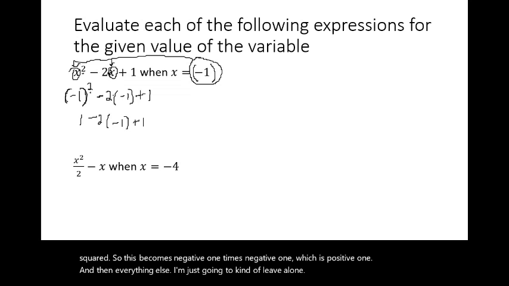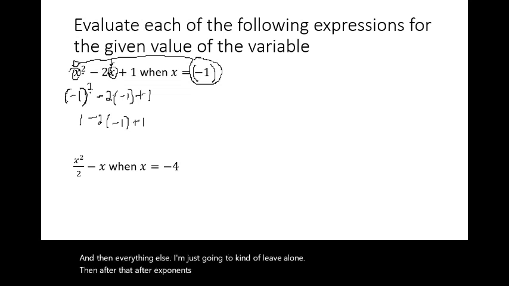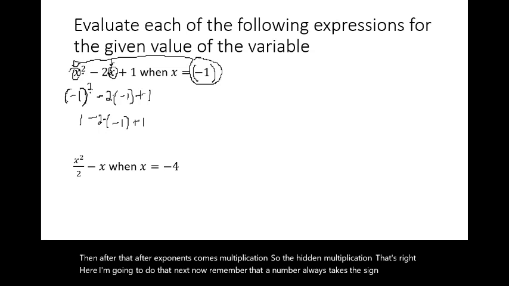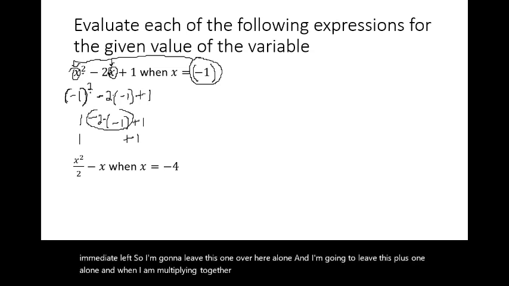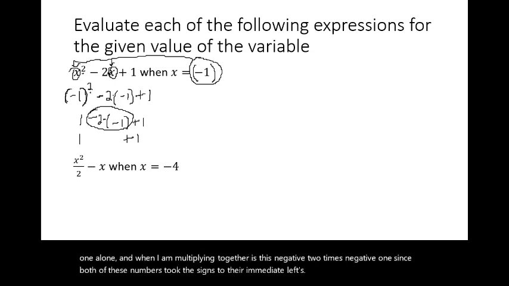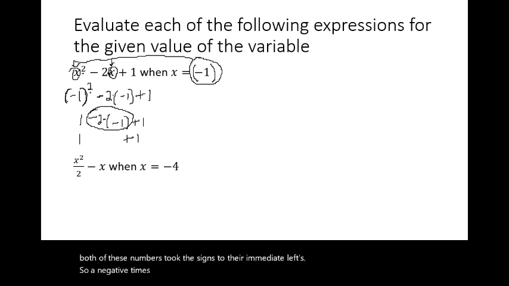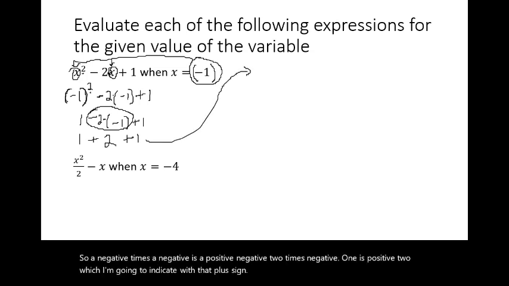Then, after exponents comes multiplication. So the hidden multiplication that's right here, I'm going to do that next. Now remember that a number always takes the sign to its immediate left. So I'm going to leave this 1 over here alone, and I'm going to leave this +1 alone. And what I am multiplying together is this -2 times -1, since both of these numbers took the signs to their immediate lefts. So a negative times a negative is a positive. -2 times -1 is +2, which I'm going to indicate with that plus sign. I'm out of room, so I'm going to have to move it over here.